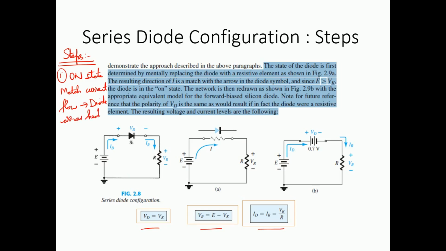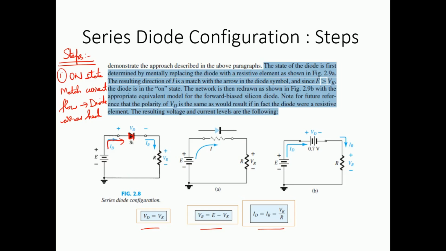If they are aligned, we say that the diode is in the on condition. What does it mean? Look over here. This is the symbol of diode. This is its arrowhead. So if the direction or the flow of current is in the same path as the arrowhead of the silicon diode, we say that the diode is in the on state. So this is what it means.